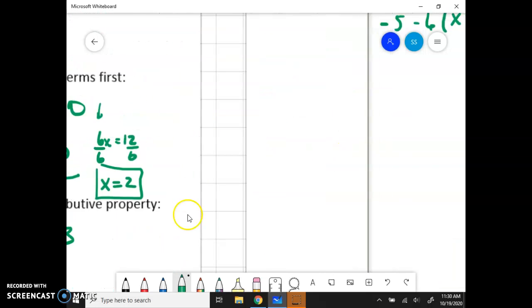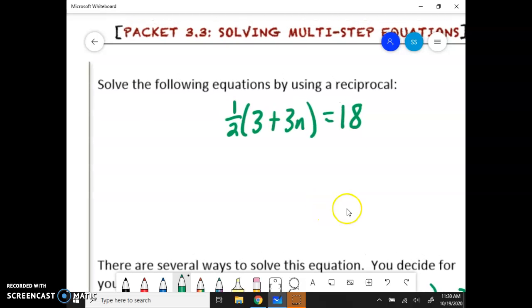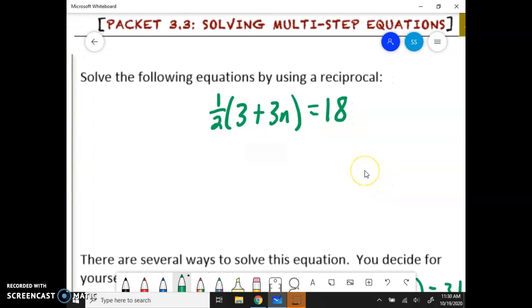Let's take a look at some other things here. We can also solve equations by using the reciprocal. If we don't want to deal with ugly fractions, this one's not too ugly, but if we were to distribute this half, we would do 1/2 times 3, which is 1.5, and then the second one, and we get 1.5n. That's going to be a little bit ugly. It's not too bad with just halves, but there's an easier way we can do this.